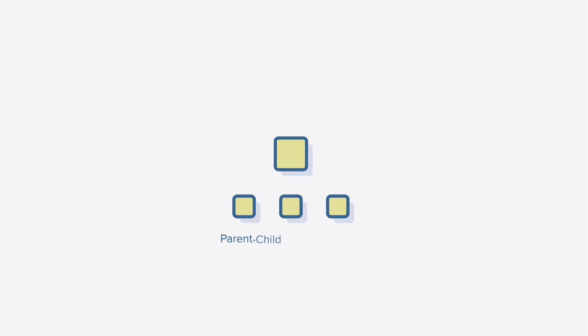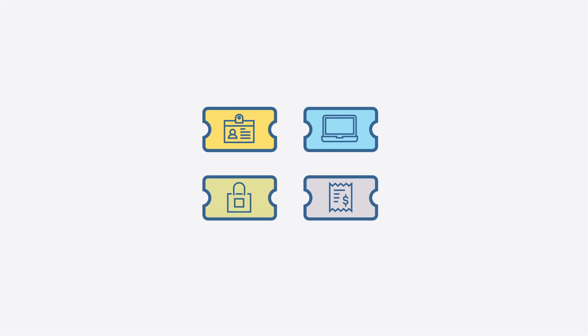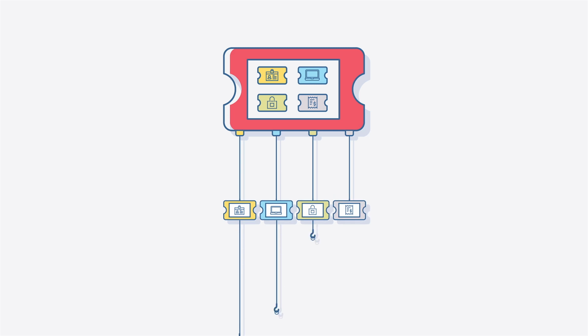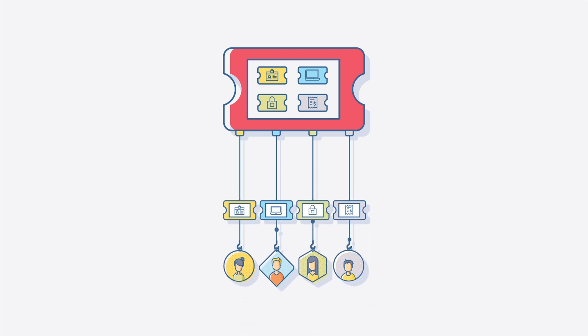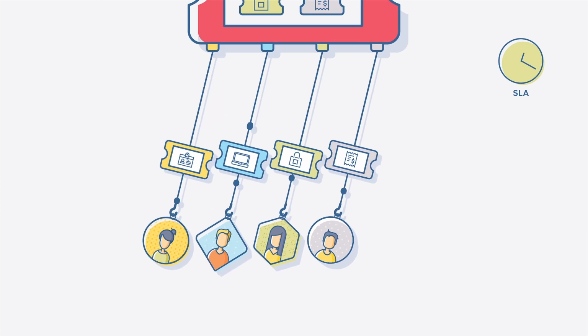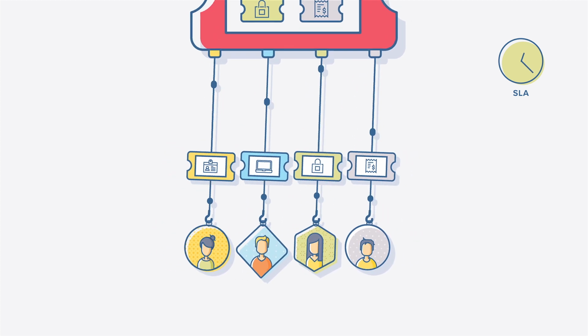Introducing the parent-child ticketing feature by Freshdesk. With this feature, you can now create multiple child tickets for each task involved in a particular parent ticket, allowing the different teams to start working on their tickets parallelly. Apart from saving you a lot of time and effort, the child tickets are also always connected with their parent ticket, so you're constantly kept in the loop with any progress being made on the child tickets.